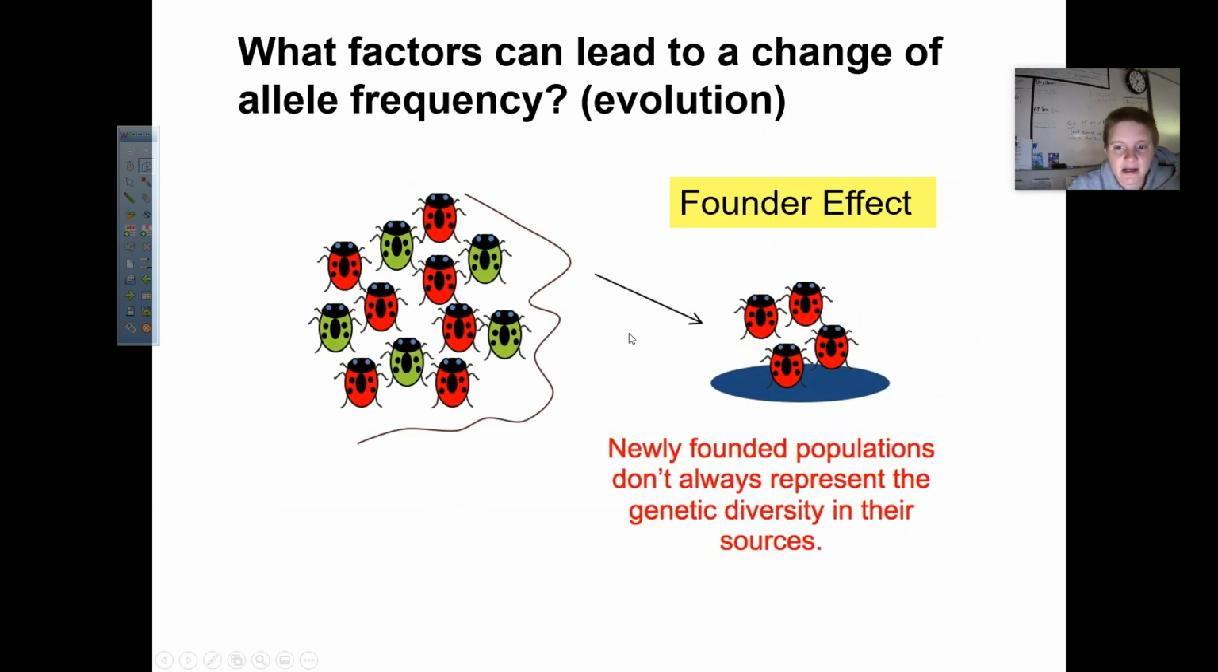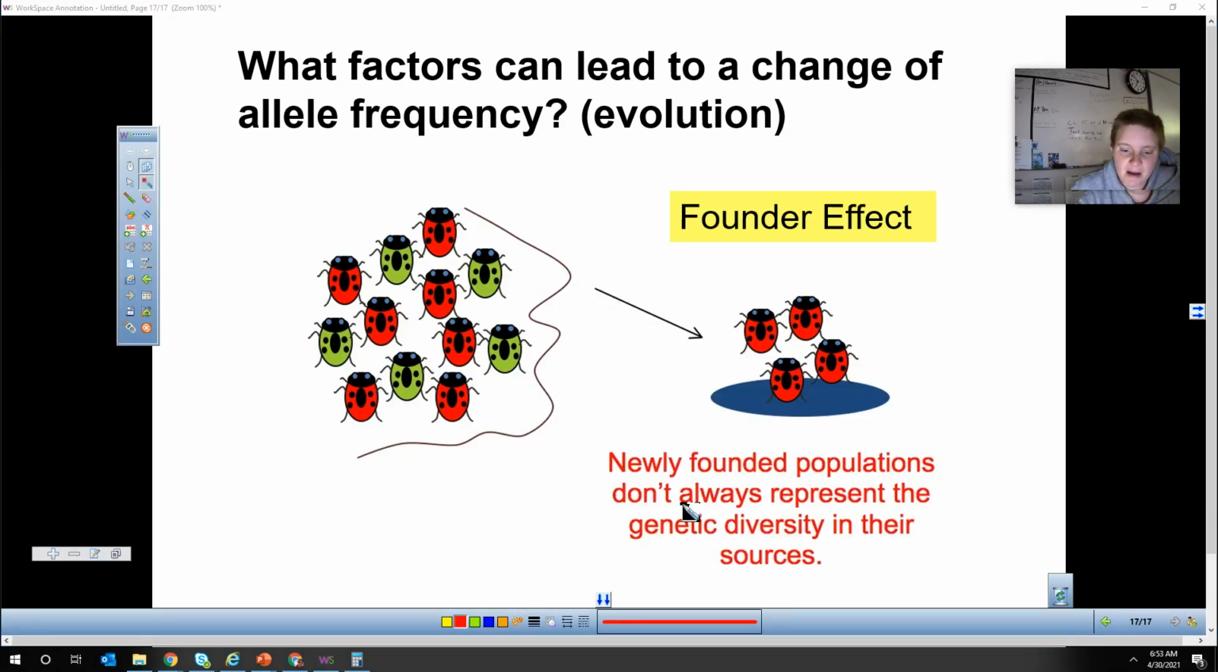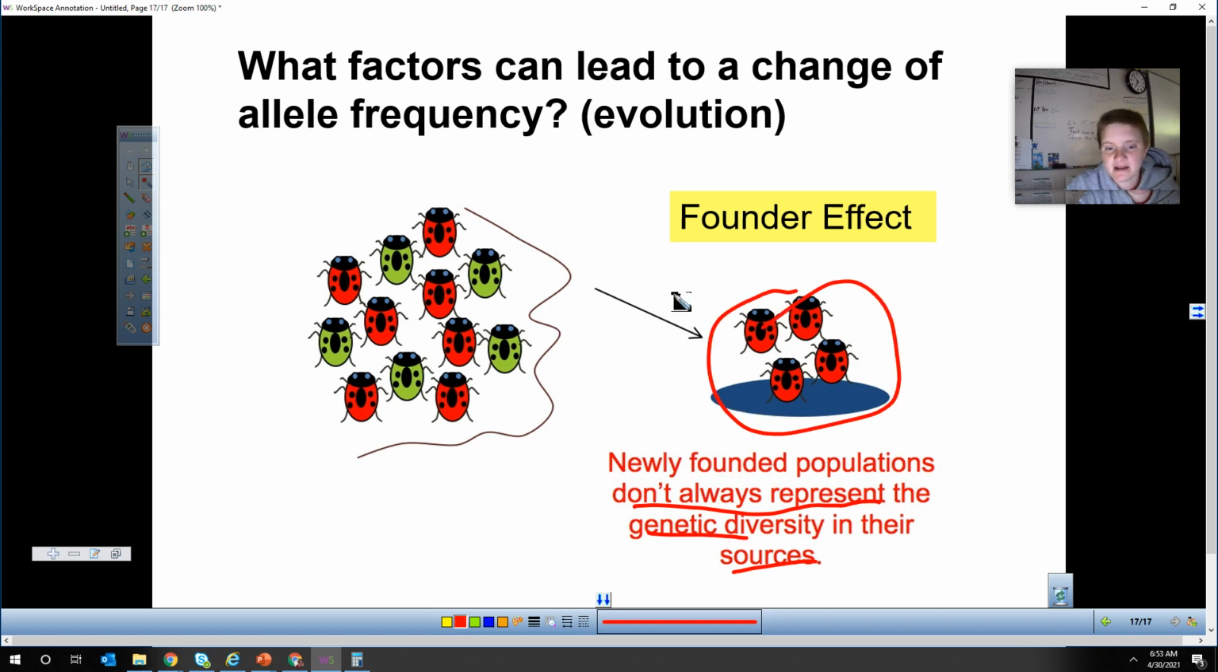So that's a bottleneck. Then there's the founder effect, okay? The founder effect is where newly founded populations don't always represent the genetic diversity of their sources. So it'll say like this population gets blown away in the wind over to an island, and it just so happens that only the red beetles got blown over to the island. Well, these founding members of this new population will all be red, and this new population won't have any of those green beetles. So the founder effect can lead to a change in frequency because you've gone from maybe about 50% red and 50% green to 100% red. So this new population changed, or evolved.